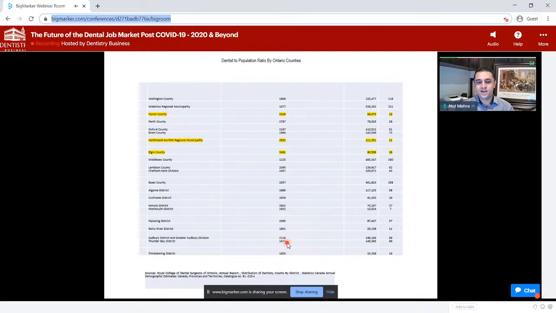It's not uncommon for people to go out and search for associate positions outside of the city areas and go for the rural areas, where there's a bigger demand for dentistry and there are just fewer dentists. So definitely something to look at when you're doing your research and targeting your search is how many dentists are in that region and what the population of that region is.